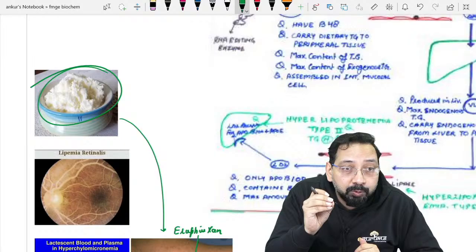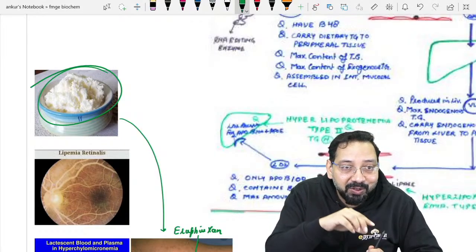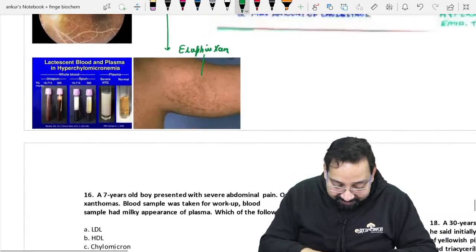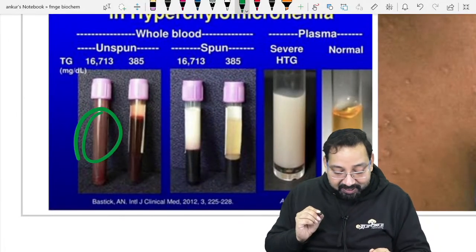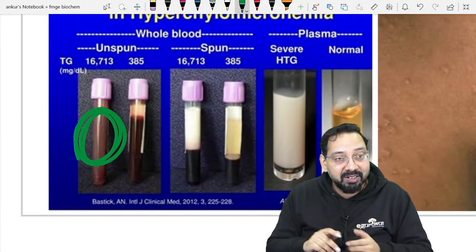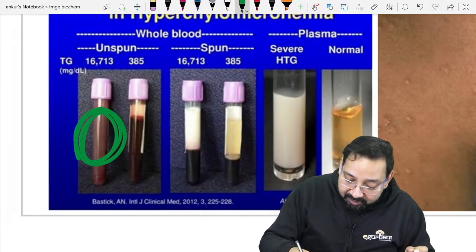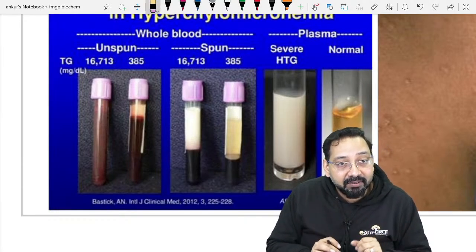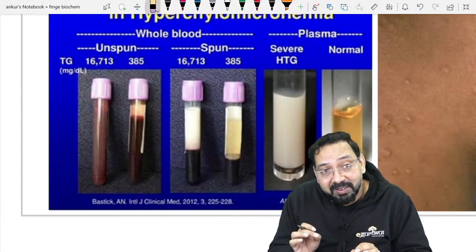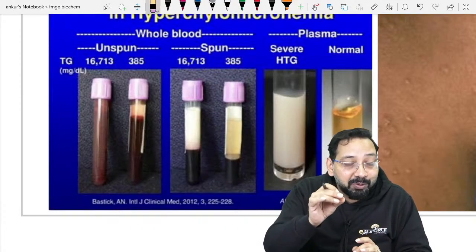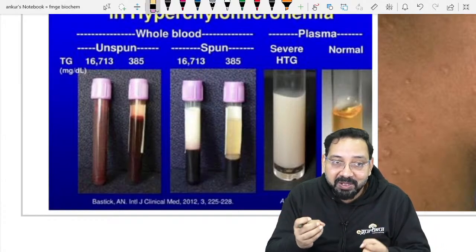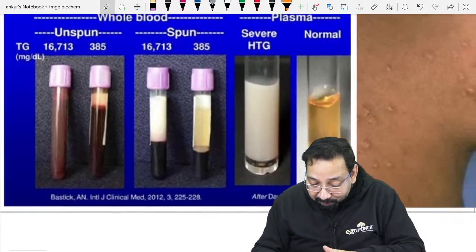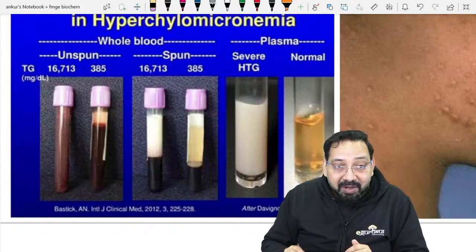The color of tomato soup is red, and the color of cream is white. So when you take a sample, you find a cream of tomato soup appearance. Multiple type question, clinical question. A person's sample has a cream of tomato appearance. Then which lipid is increased? Triglyceride. If you separated plasma having triglyceride, what would be the color of plasma? White.